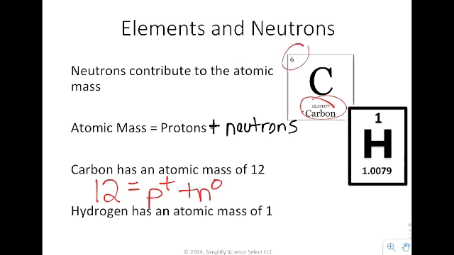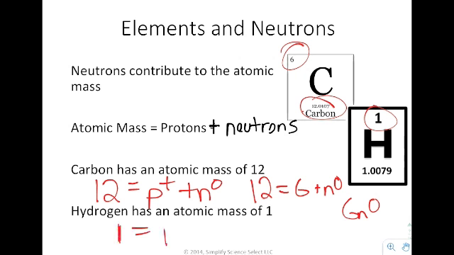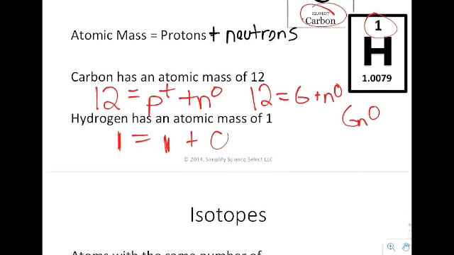Now, since I know that this atomic number represents the number of protons, I can say that for carbon, it has 6 plus the number of neutrons. What that tells me is that carbon has 6 neutrons. When we do it for hydrogen, hydrogen has an atomic mass of 1. It has 1 proton, so therefore it must have 0 neutrons.